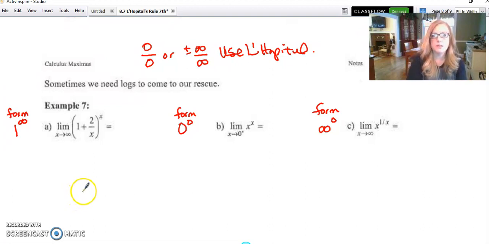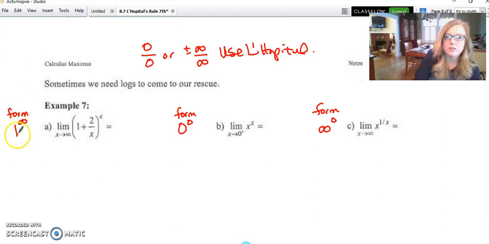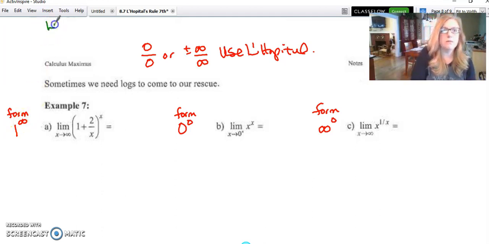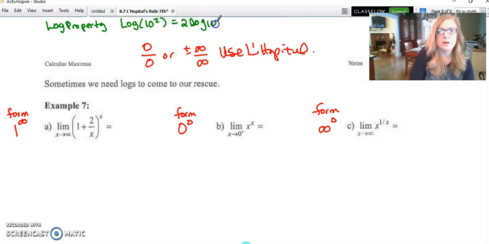But what we want to do here, and the technique that we're going to use, is that exponentials, with your log properties, let you take the exponent and move it to the front. If I take the log of, say, 10 squared, that's the same as 2 log of 10.